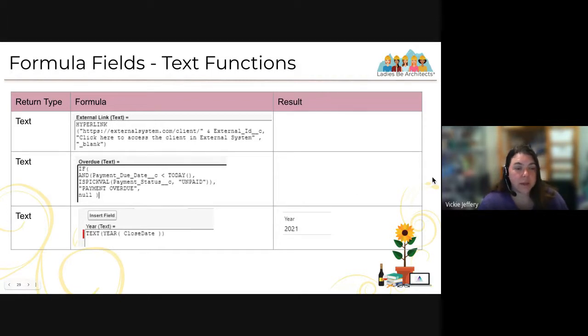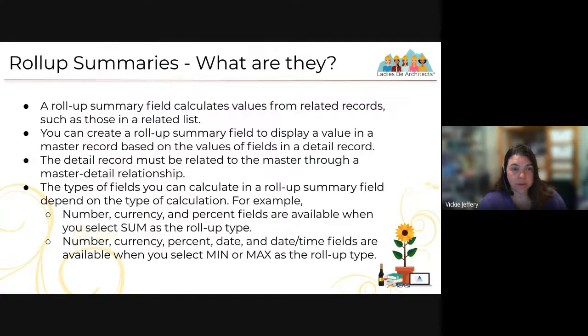And the last one there is text. So we've seen that one before, where we're going to return text for the year rather than a number. Next one. Over to Adrienne.